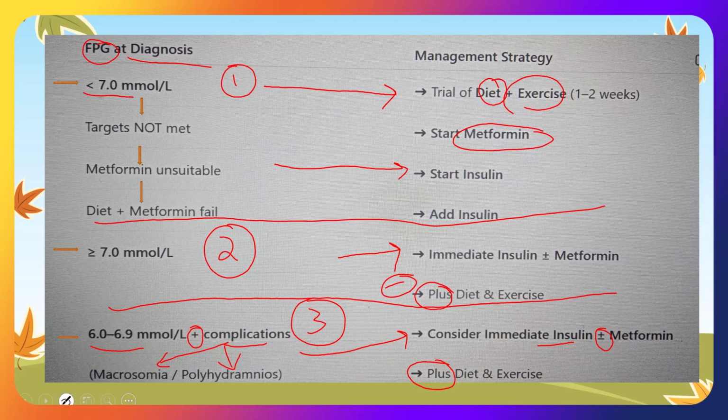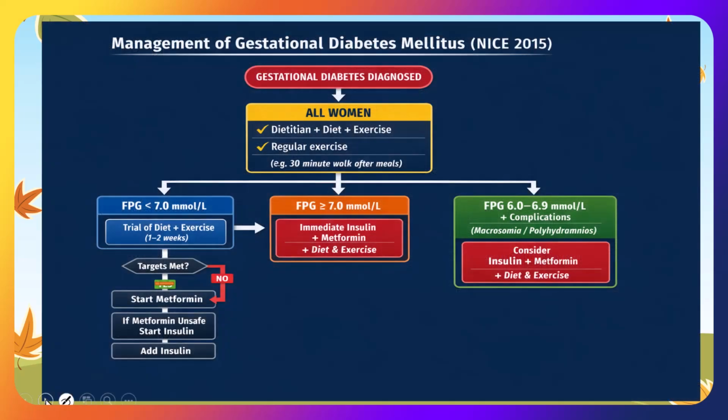Now I am going to show this in the form of a diagram flow chart, because with the help of that you are going to remember it easily. So let's have a look at that diagram algorithm: management of gestational diabetes according to NICE 2020.